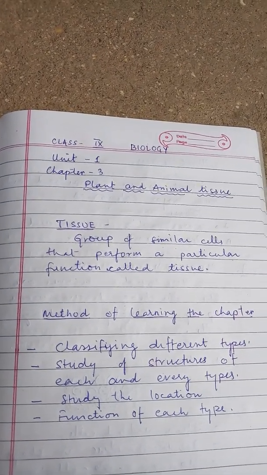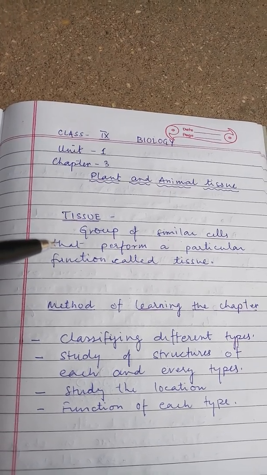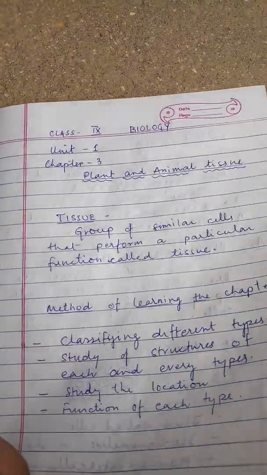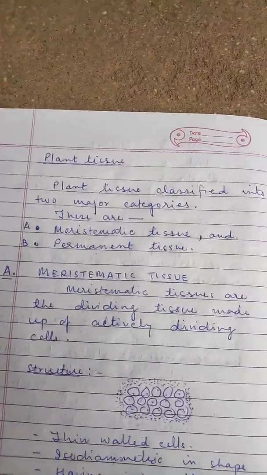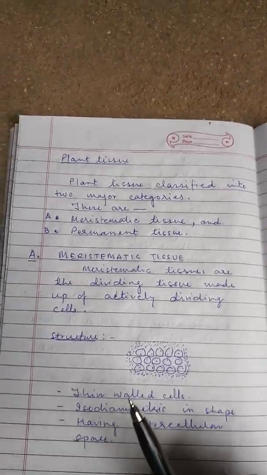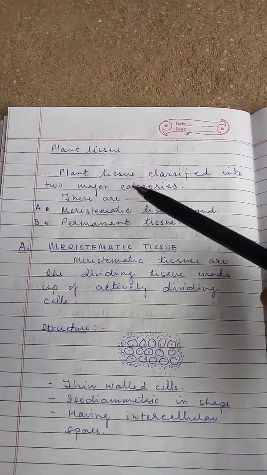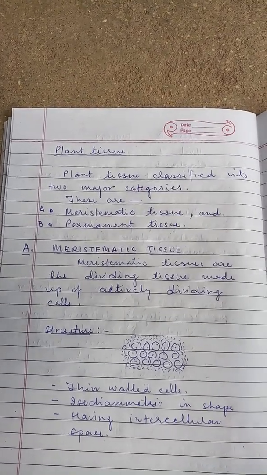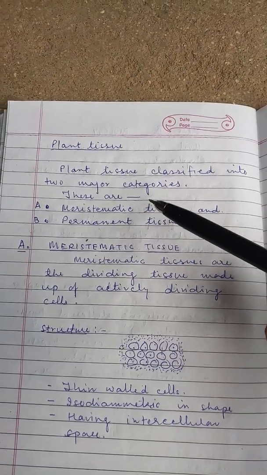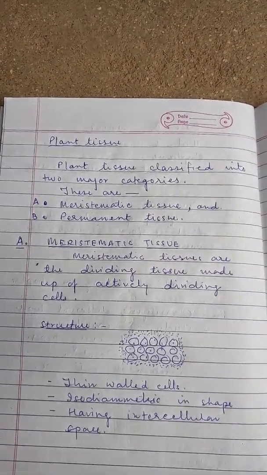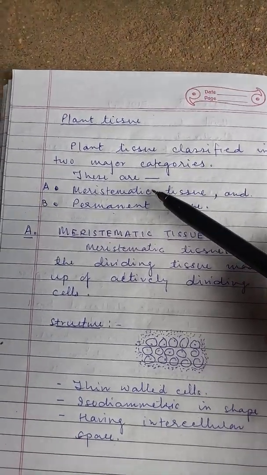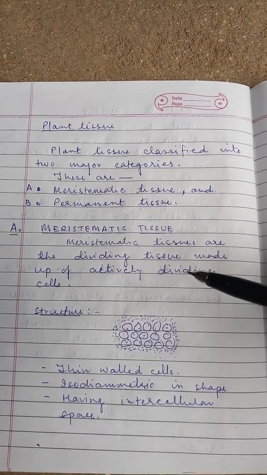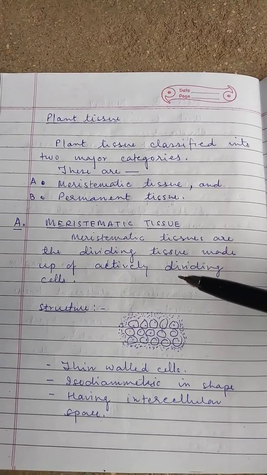So what is tissue? Tissue is a group of similar cells that perform a particular function. It's called tissue. Now, plant tissue is classified into two major categories. These are meristematic tissue and permanent tissue. So the two types of plant tissues are meristematic and permanent. Meristematic tissues are the dividing tissues made of actively dividing cells.